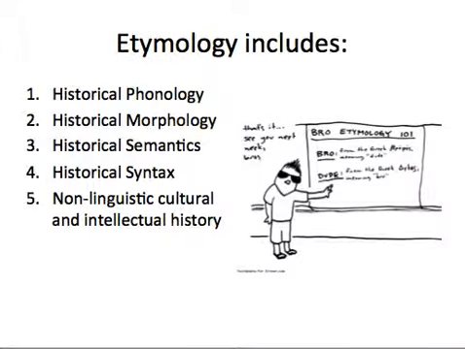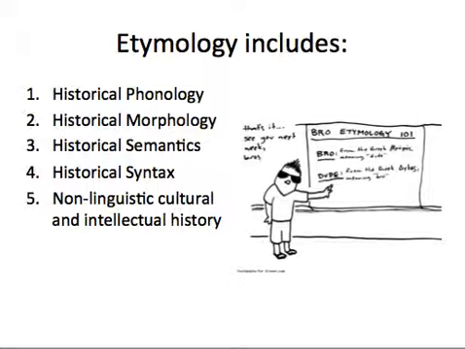Okay, so when we look at etymology, we look at different particular ways of looking at the way language has changed from different linguistic perspectives, from the perspectives of phonology, morphology, semantics, and syntax. And we look at these in terms of their historical changes. So what I'm talking about now is sometimes called historical linguistics. And that is composed of these particular elements.